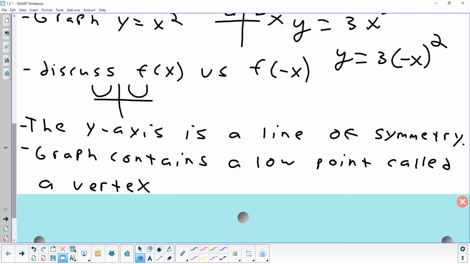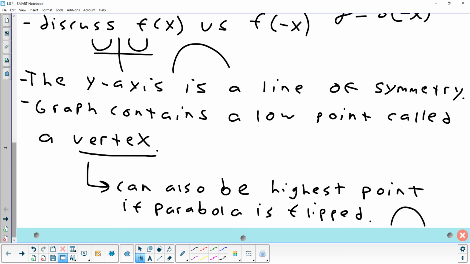Now, a parabola contains a low point, which could also be a high point if the parabola was flipped over, and that's called the vertex. We practiced finding a vertex yesterday when we had the rocket problem, and they wanted to know the maximum height that the rocket reached. We found the coordinates of the vertex using a graphical approach. You can also find the coordinates of the vertex using algebra. You could also do it using calculus. So there are lots of ways you can find the vertex of a parabola.